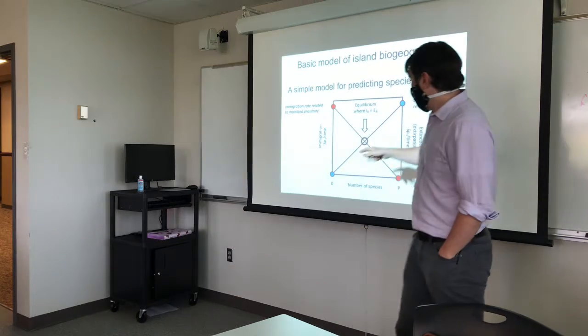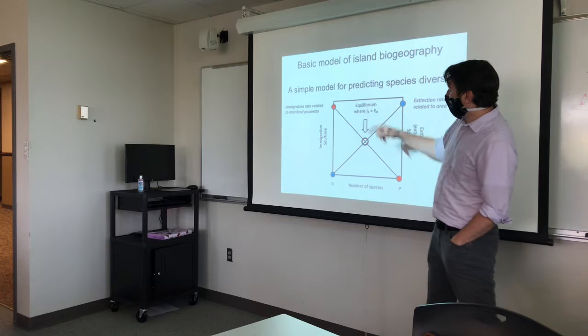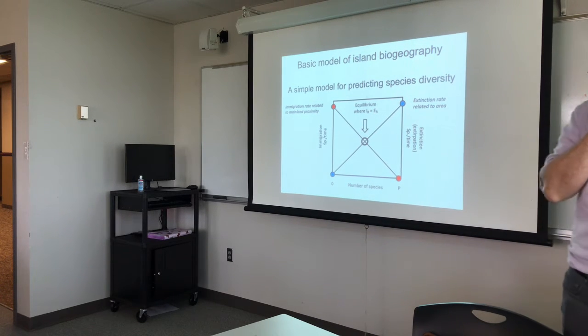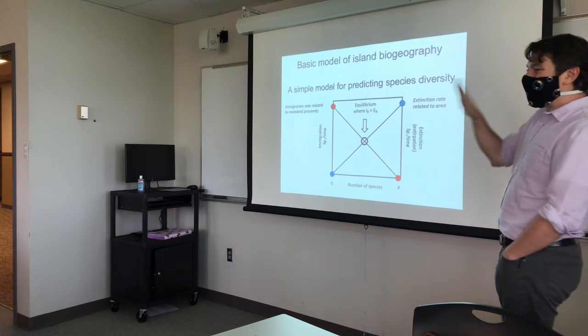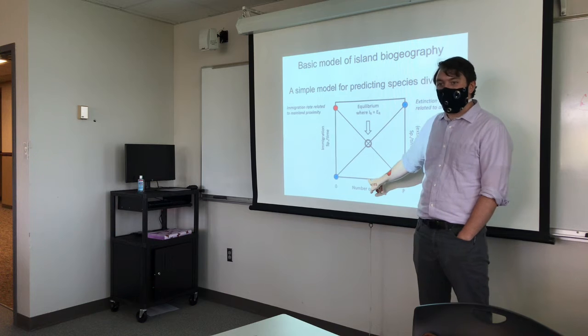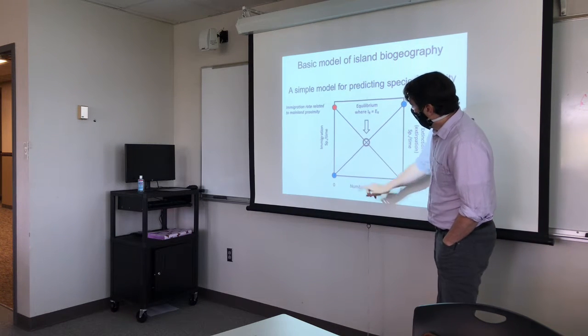So the point where these cross is our equilibrium, where the immigration rate and the extinction rate are equal to each other. Again, this doesn't say anything about which species they are, just that that is the number of species you predict on the island given this model, this simple model.